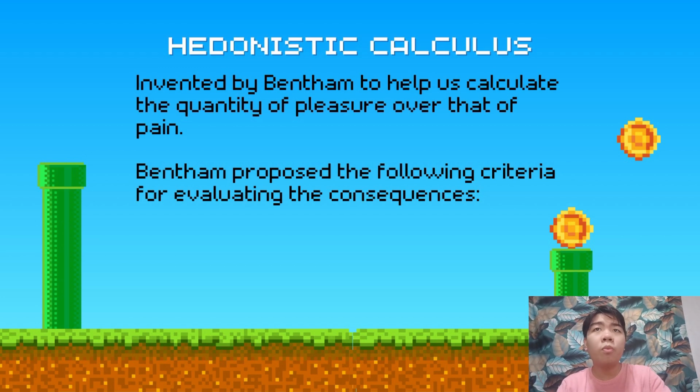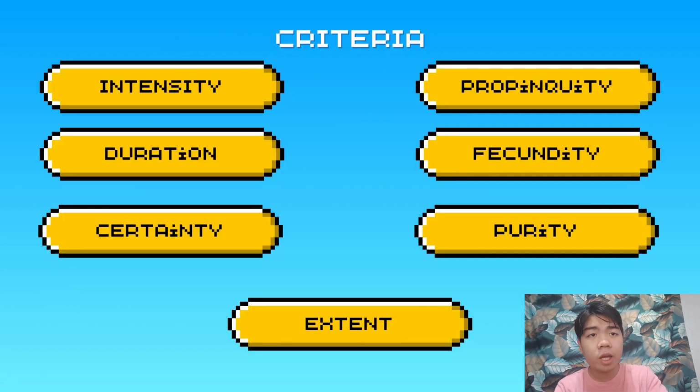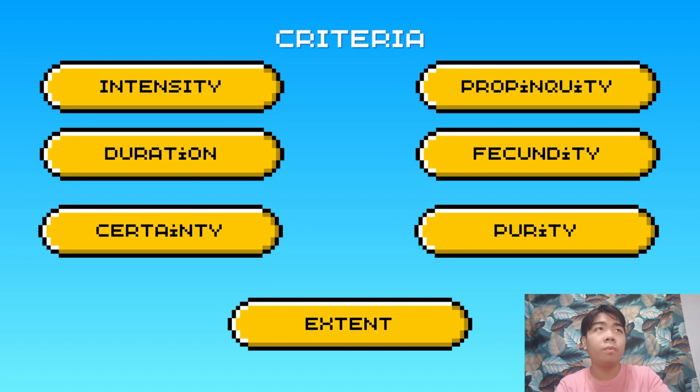So, Bentham proposed the following criteria for evaluating the consequences. There are 7 things that we should consider. First is the intensity. How strong is the pleasure or pain? Second, duration. How long will it last? Third, certainty. How likely is it to occur?